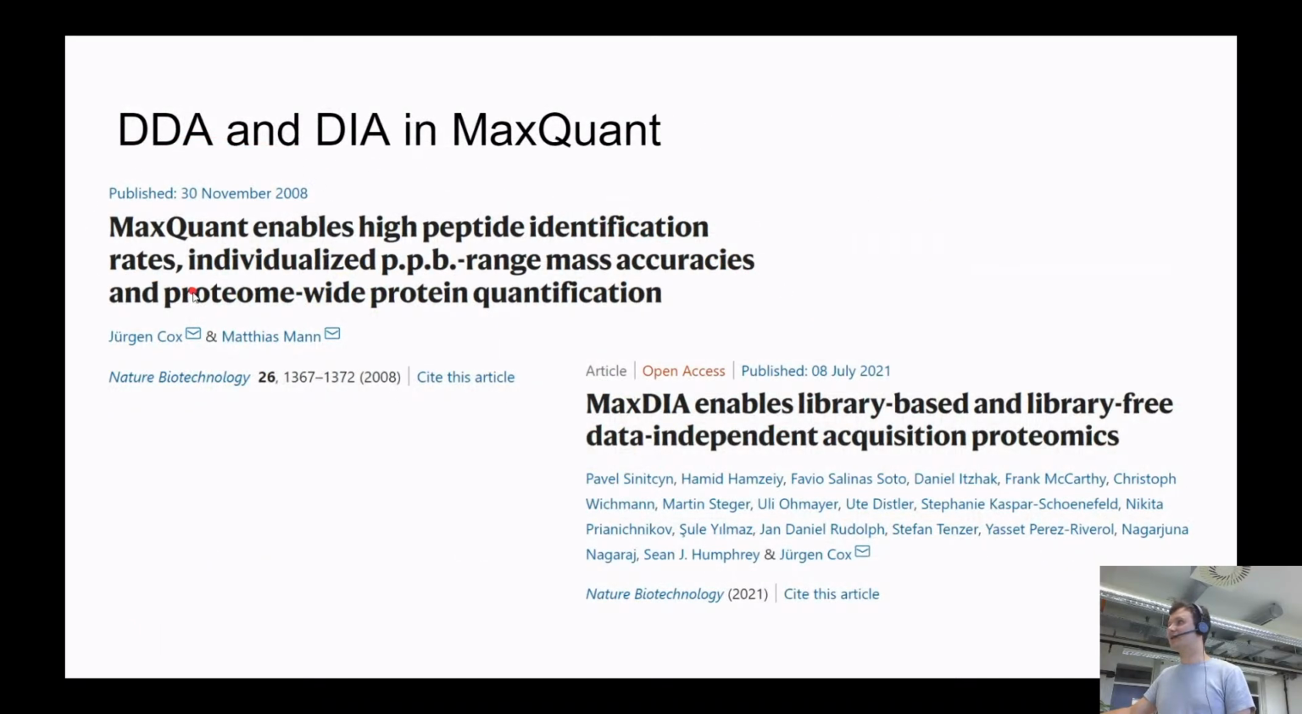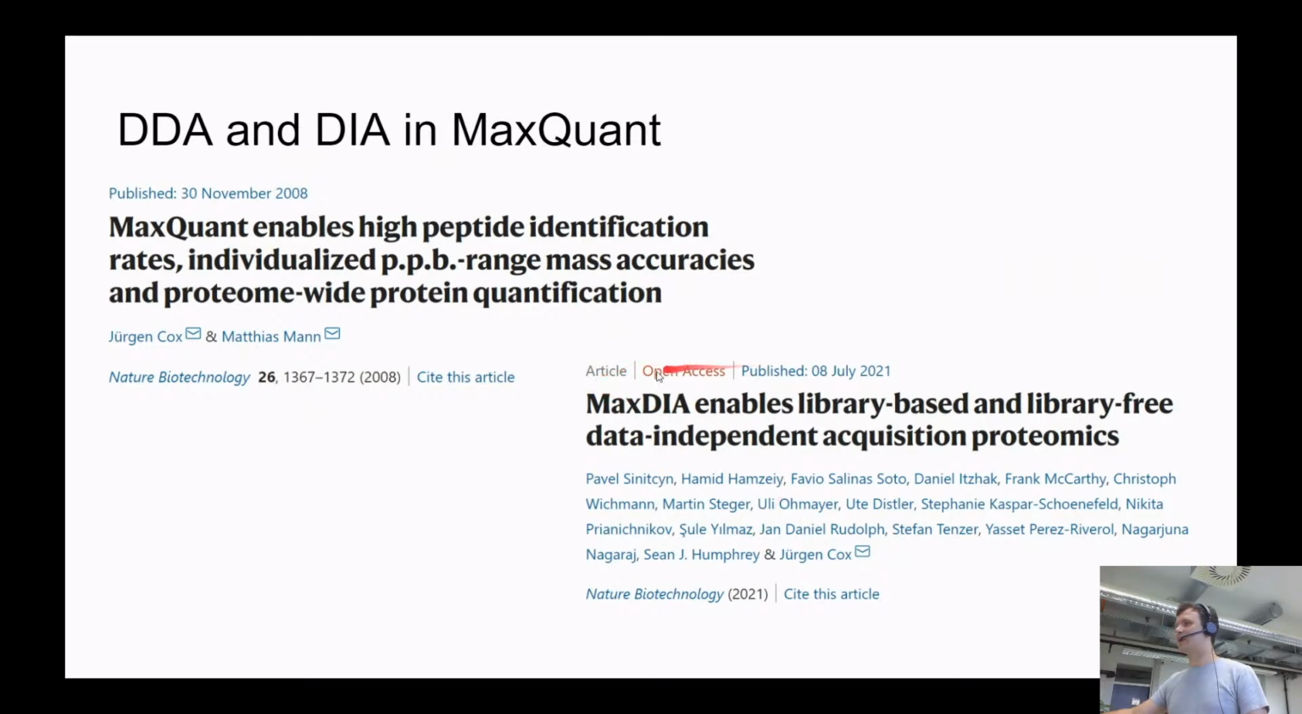But now our group has successfully applied both methods. Initially, the first method was DDA, data-dependent acquisition, with its publication in 2008. And that's actually what MaxQuant is mostly famous for: very reliable support for proteomics-related mass spectrometry data. But this year, of course, it didn't happen within one year. We worked on this a lot over these two to three years.